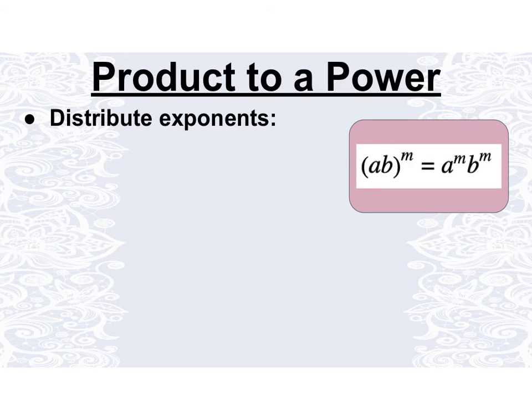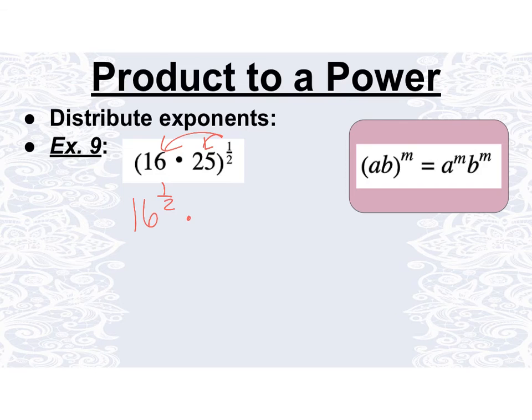A product to a power. Product means multiplying, so I'm multiplying here, and then I'm raising it to a power, which means that I can distribute that, and everything inside needs to get that exponent. Please note that this is different than addition raised to a power. You cannot distribute. No, don't do that. So here we have our example, 16 times 25 raised to the 1/2. The 1/2 can go into both. And if we remember what 1/2 means, it means the square root, because that is a 2 index. So that becomes 4 times 5, and it simplifies to 20.